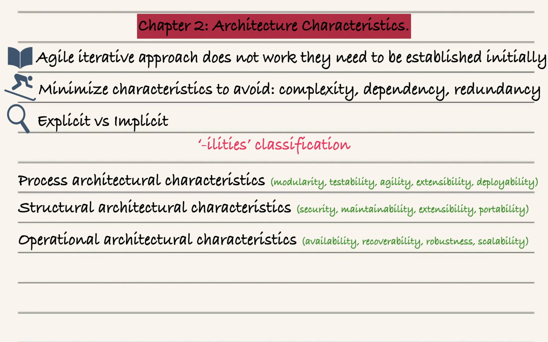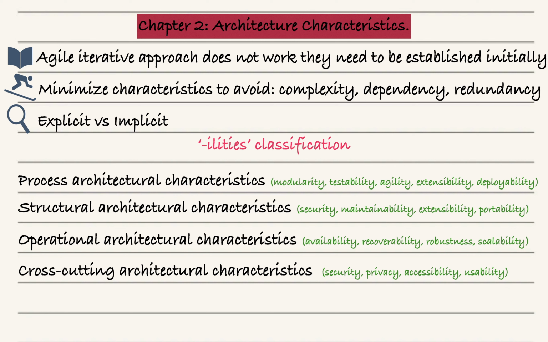Operational architectural characteristics. These are related to decisions impacting the operations team: availability, ensuring the system is up and running; recoverability, how quickly the system can recover from failures; robustness, the system's ability to handle stress and errors; scalability, the ability to grow and handle increased load.